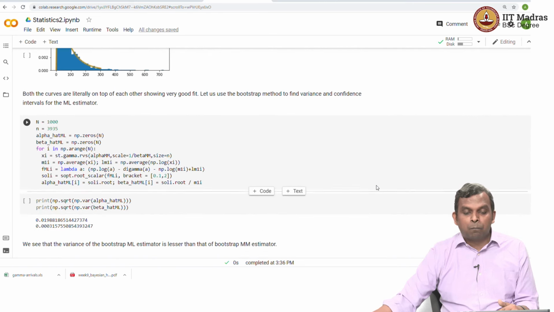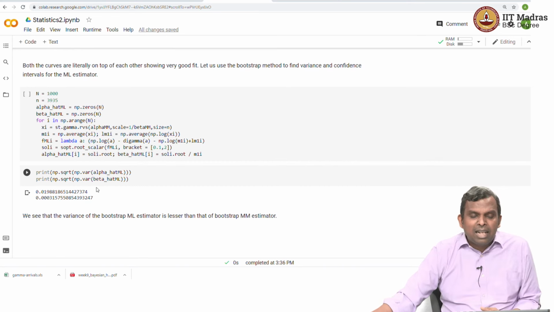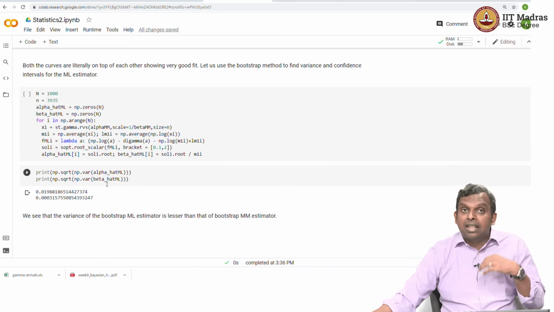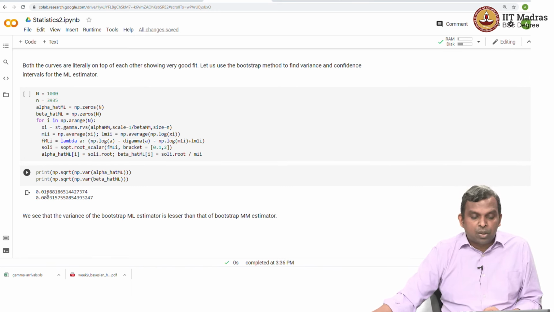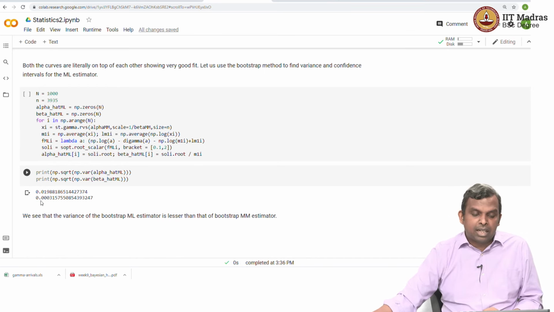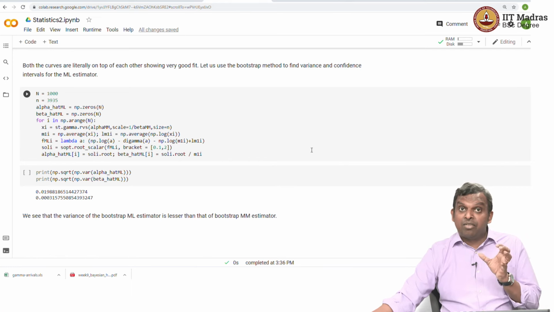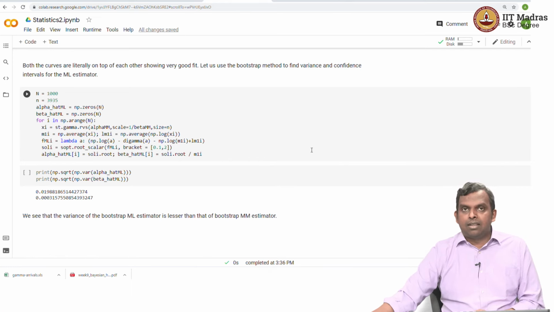Then you can do Bootstrap. Even for the ML, you can do Bootstrap to find the variance. You see the variance here is actually significantly smaller than the variance we got for the method of moments: 0.01, 0.02, while we got 0.03 in the method of moments case, 0.0003, while we got 0.0004 in the method of moments case. So this suggests that the ML estimator might have lesser variance and is more dependable for that reason.